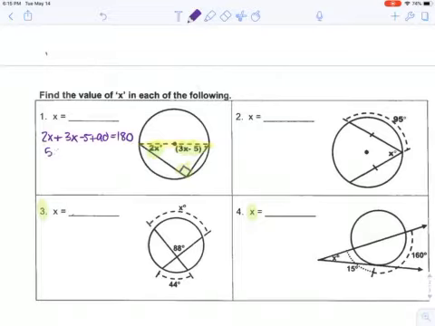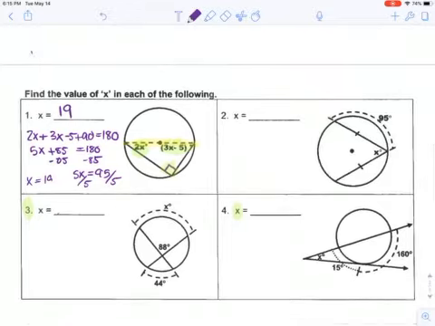2x plus 3x is 5x. 90 minus 5 is 85. So 5x plus 85 equals 180. Subtract 85 from both sides, and you get 5x equals 95. Divide by 5, and x equals 19. X equals 19. And then we move on to number 2.